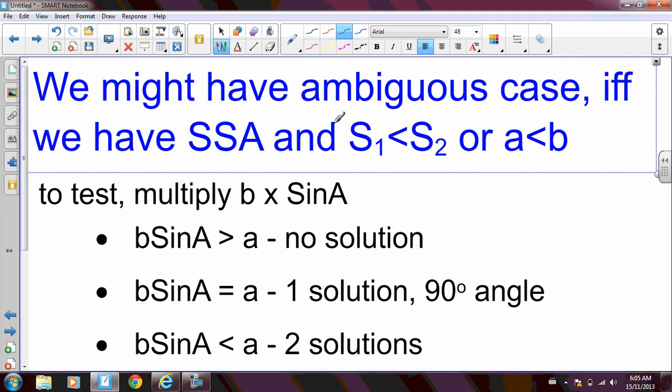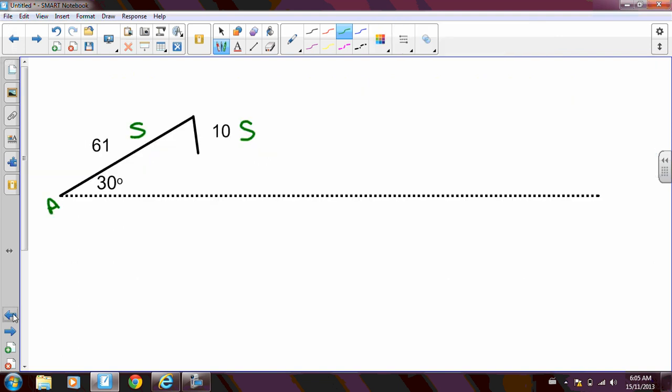And it says side 1 is less than side 2. Okay, so if we take them in order, then I suppose this would be side 1 of my side-side angle. This would be side 2 of my side-side angle. If this is smaller than this one, then we have potentially some problems. We could have, again, a situation where this side is just too small and the triangle doesn't exist.